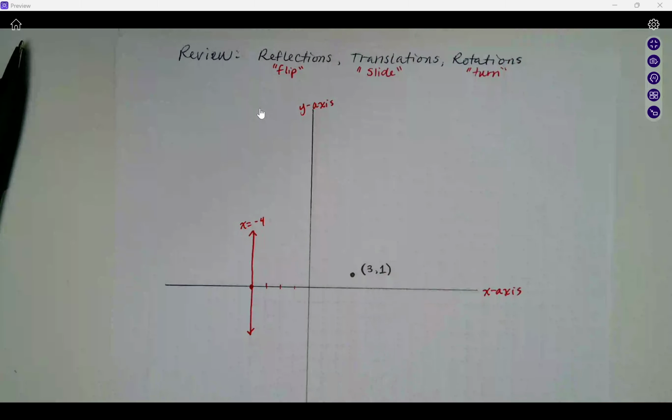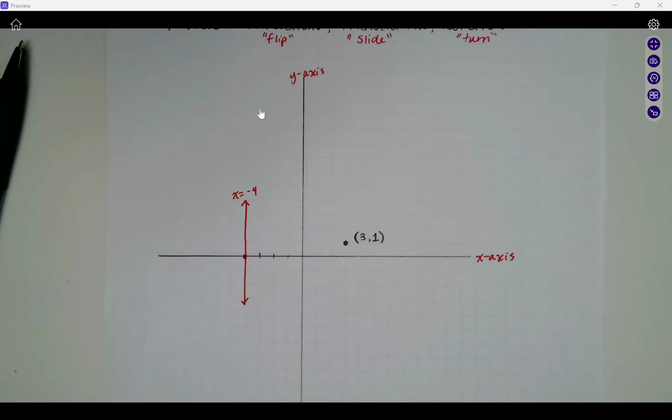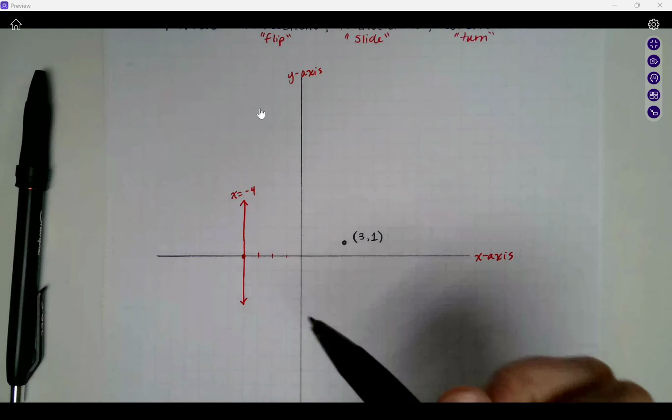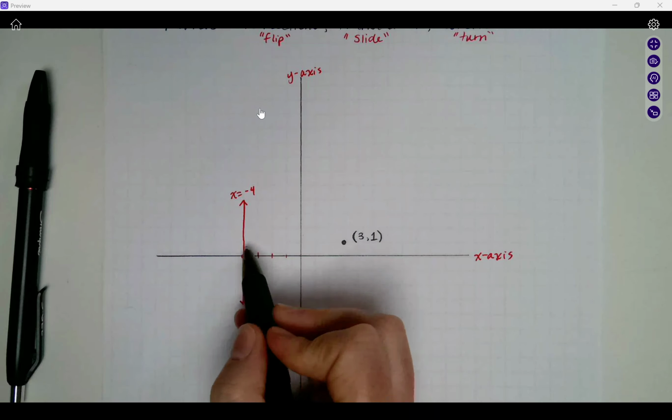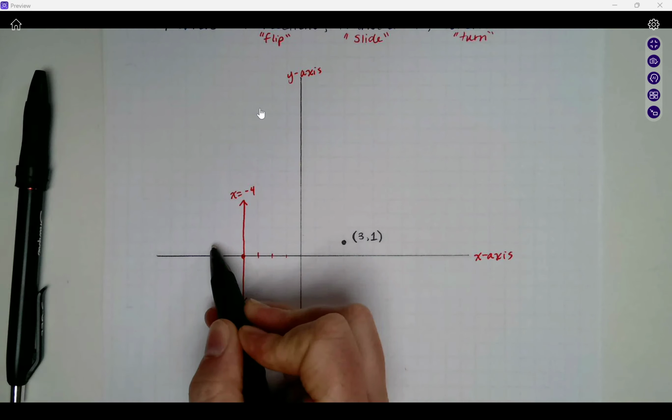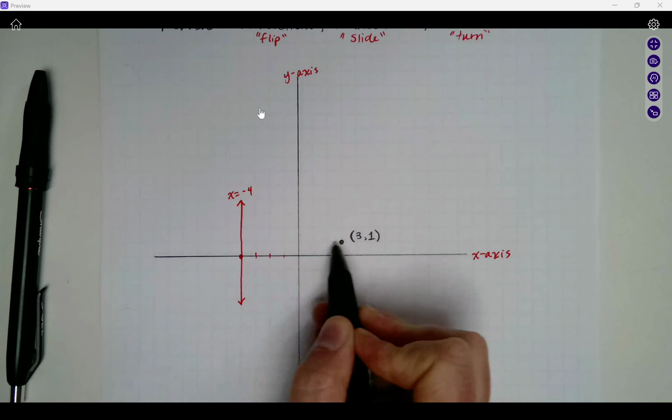Okay, and next we're going to go ahead and perform that reflection. There are two ways that you can do this that we are going to look at together. The first way is just simply counting. I see here this is a vertical line, and so my line of reflection will be a horizontal line. So this is really easy. I can just count that perpendicular distance.